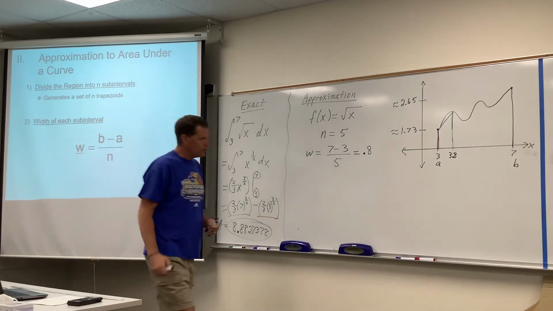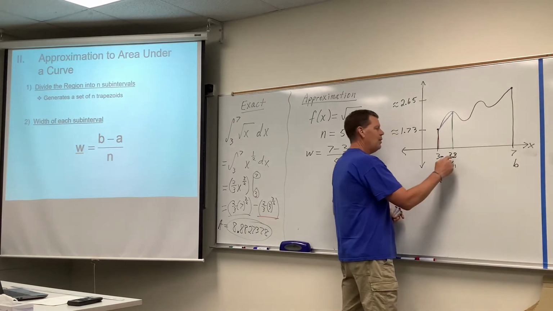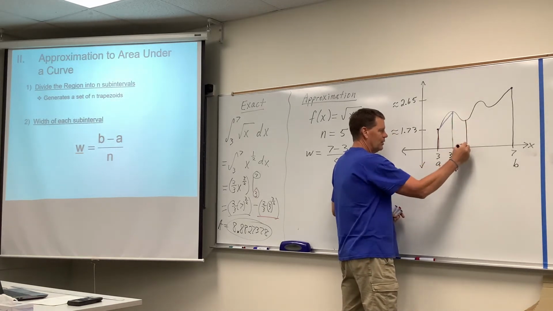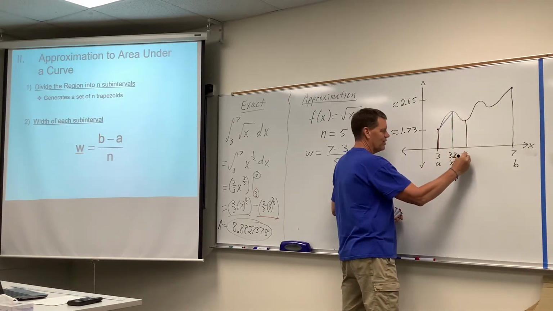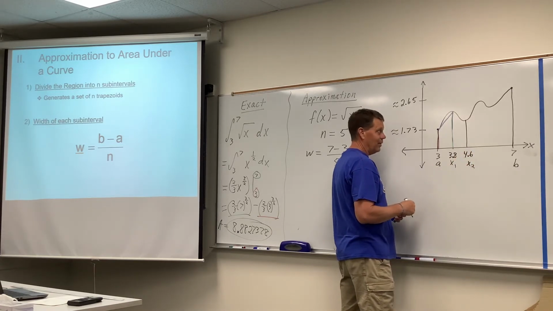So there would be our first trapezoid. All right, let's add another 0.8. And this is x1, by the way. We add another 0.8. What's 3.8 plus 0.8? 4.6. That's x2 in general. And that'll give us our next trapezoid.